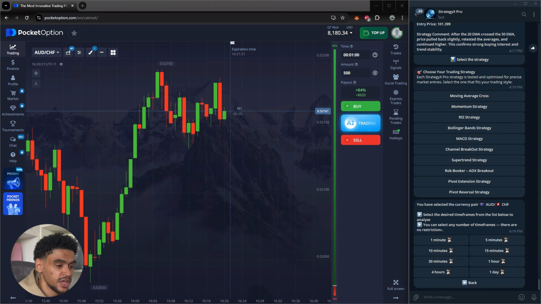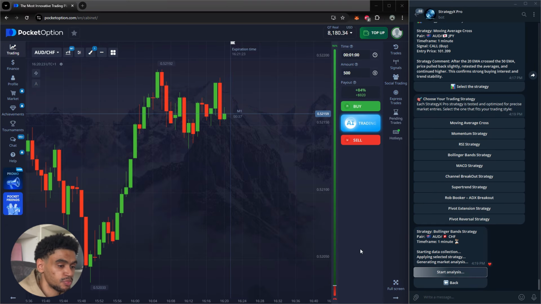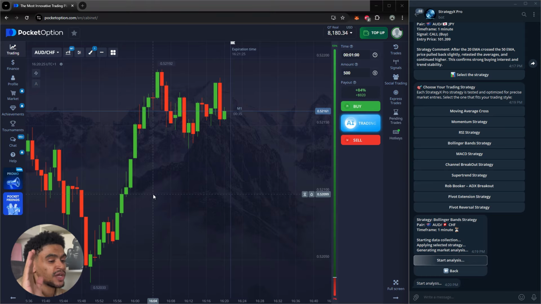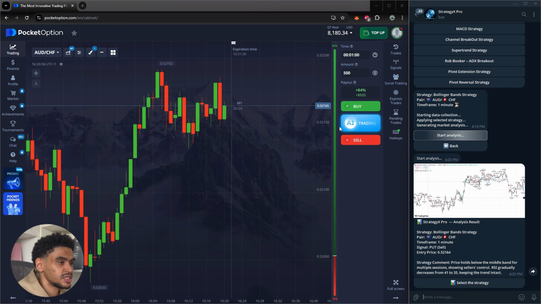And let's go ahead. Australian dollar, Swiss franc, same process. 1 minute, press start analysis. Now we wait. You can see how simple the process is. Anybody can do this, regardless of if you have $10, $50, $30. This is possible and this is doable.